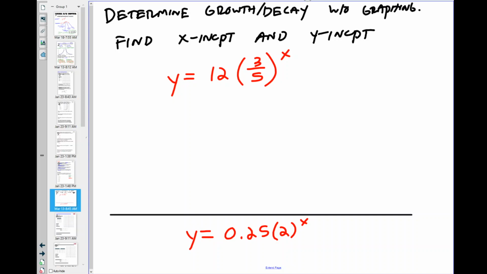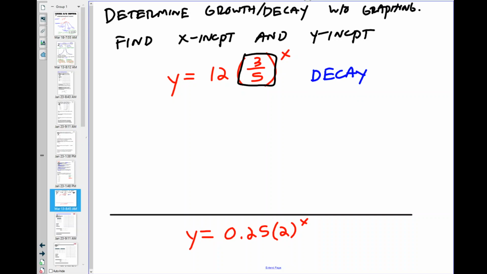This first one here, is this a growth or a decay? Why is it a decay? Don't say it. What is it? Thank you. The base, which is what is directly underneath the fraction, the exponent, is a proper fraction. So this would be a decay.